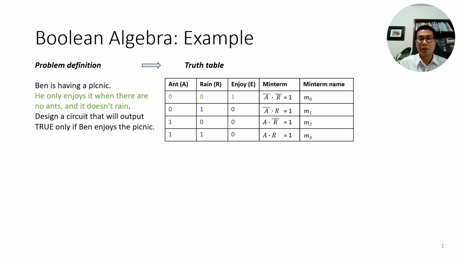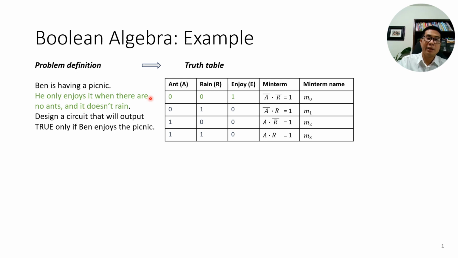So we have learned the 5 axioms and 12 theorems in Boolean algebra. Let's apply it to the exercises that we have seen several times during this course already. Let's just read that again. So we start with the problem definition or problem requirement specification: Ben is having a picnic and he only enjoys it when there are no ants and it doesn't rain. Then we need to create a circuit for this.